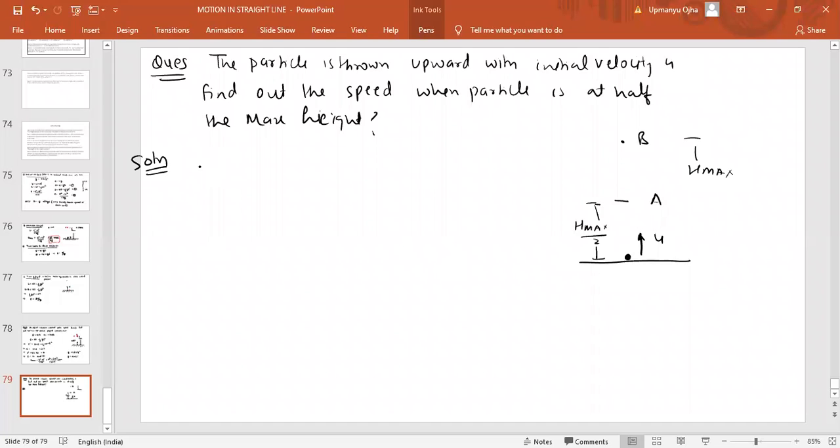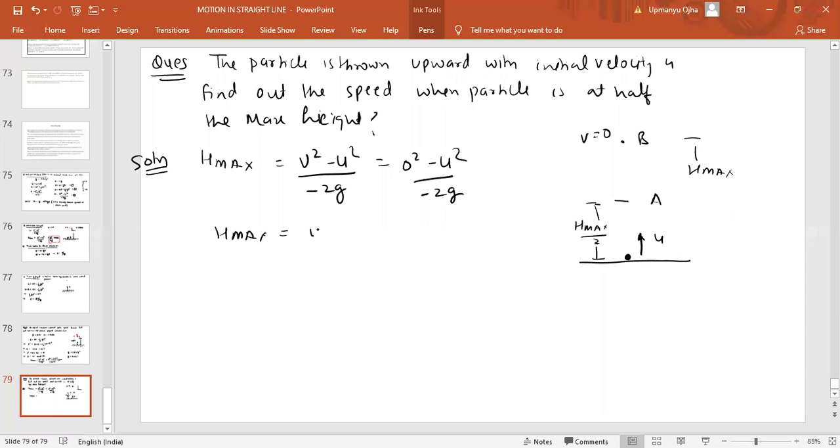So what is the value of h max? Maximum height. How will you find the maximum height? When can the particle have maximum height? When velocity at point B becomes 0. So can we use the formula v square minus u square by minus 2g, which is 0 square minus u square by minus 2g. Therefore, h max will be equal to u square by 2g. That is the maximum height.